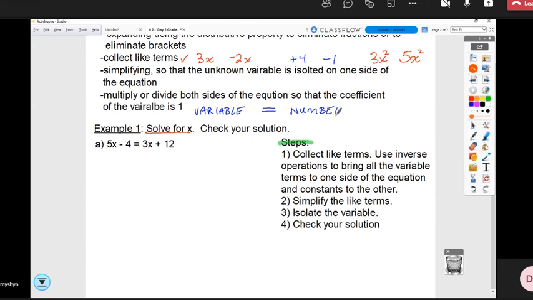When I go through an equation, I look and we see 5x minus 4 equals 3x plus 12. The first thing I notice is that this minus 4 is on the variable side. So it needs to go. It's not allowed to be there. So how do we get rid of minus 4? What's the inverse of minus 4?